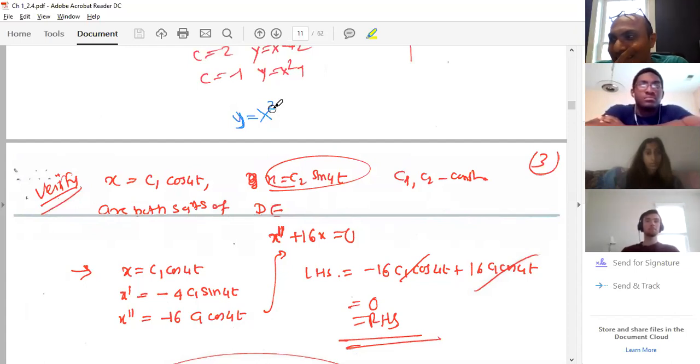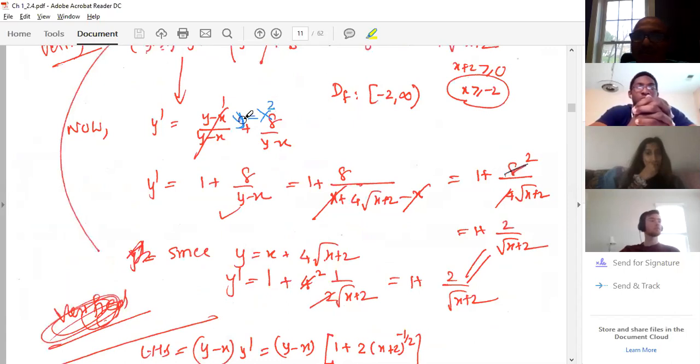Your domain, if I write y equal to square root of x, is x greater than or equal to 0, because domain is the values of x for which your function is well defined. If some of the numbers don't define your function, you have to remove those numbers from your domain. You have to exclude those numbers from your domain. Agree? Okay. Now let's go here.